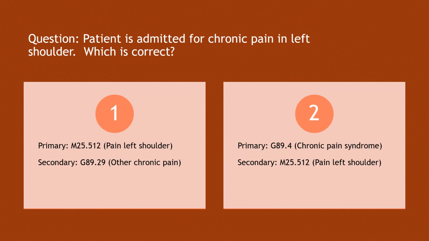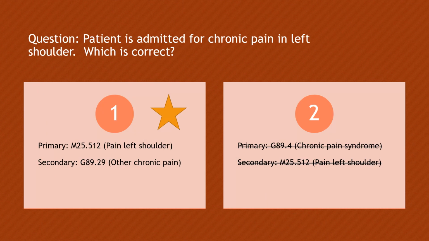Here's a question. A patient is admitted for chronic pain in their left shoulder. Which is the correct sequence of codes? Option 1, pain of the left shoulder as the primary. The secondary code of G89.29 for other chronic pain. Or option 2, primary code of G89.4 for chronic pain syndrome, the secondary code for the pain of the left shoulder.